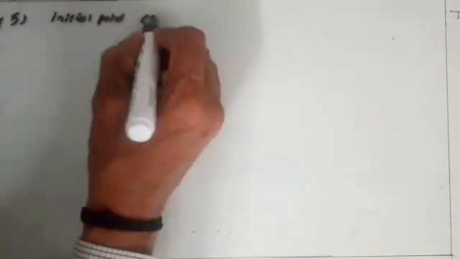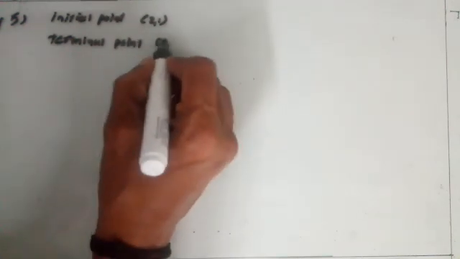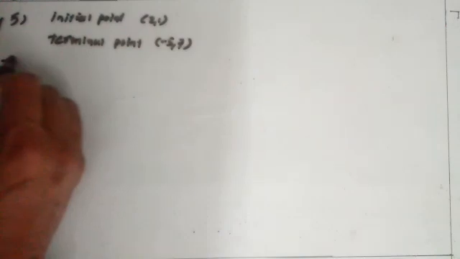Now here we solve the remaining questions of exercise 10.2. Question number 5. Find the scalar and vector components of a vector with initial point (2, 1) and terminal point (-5, 7).